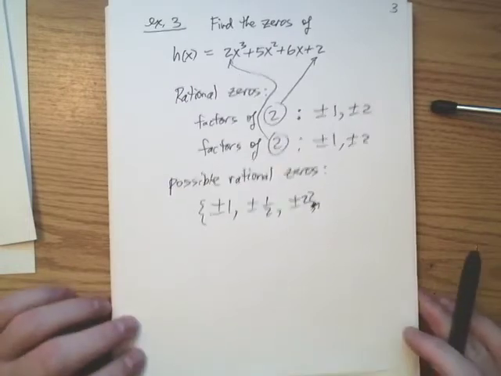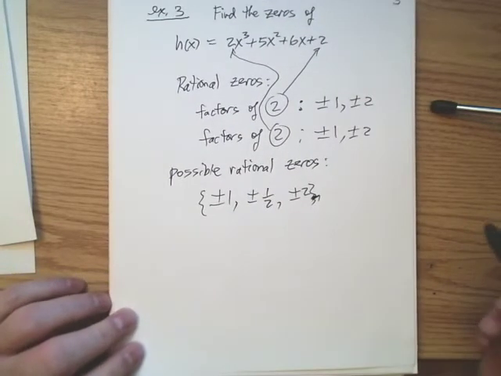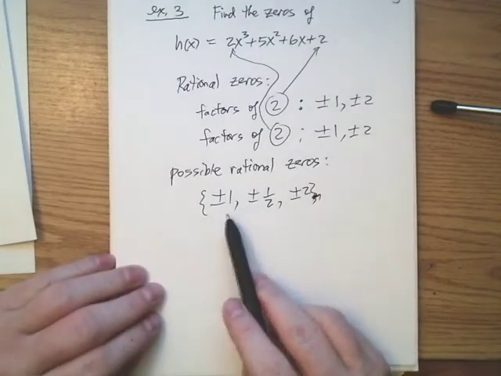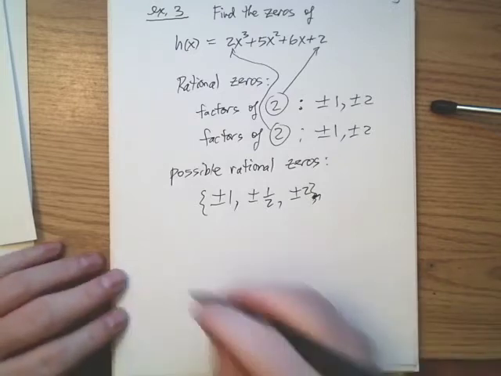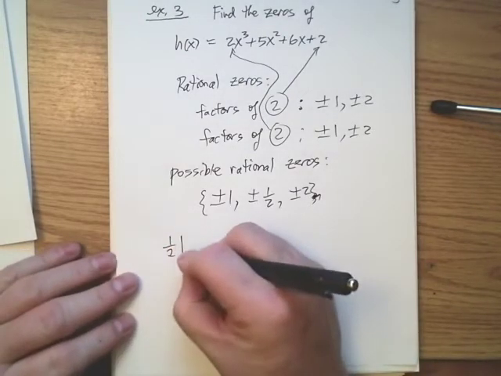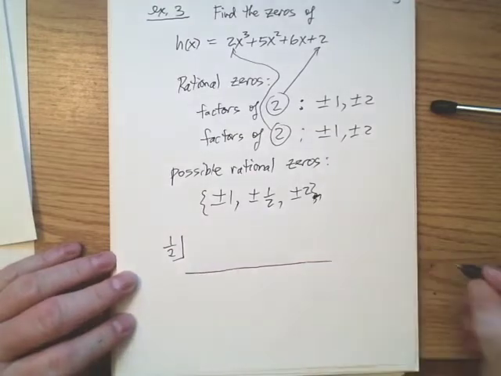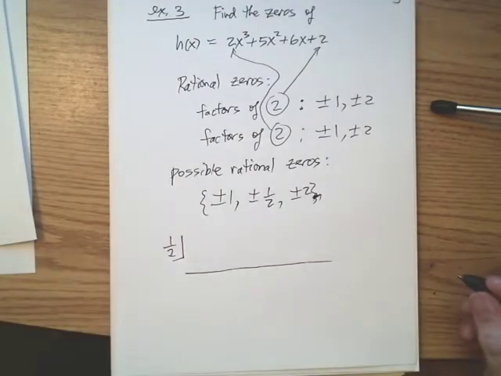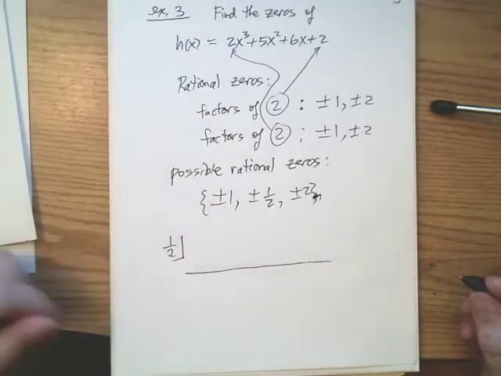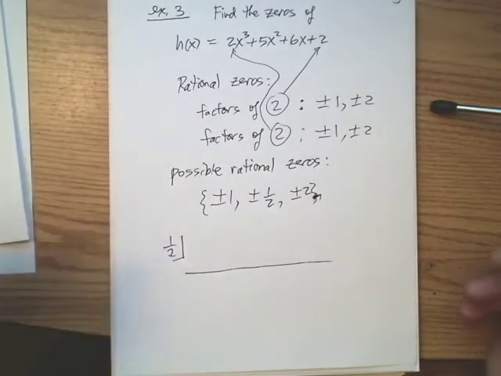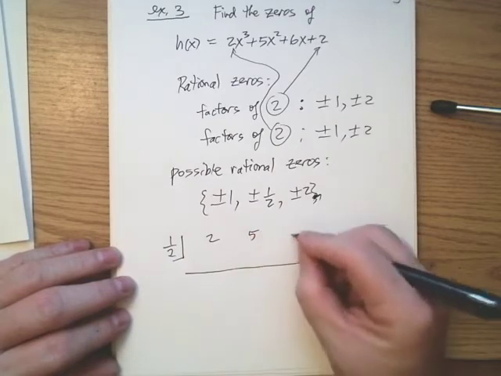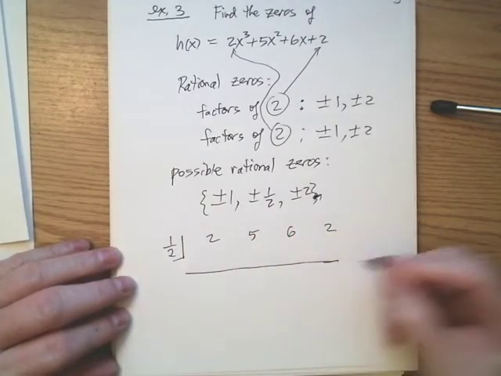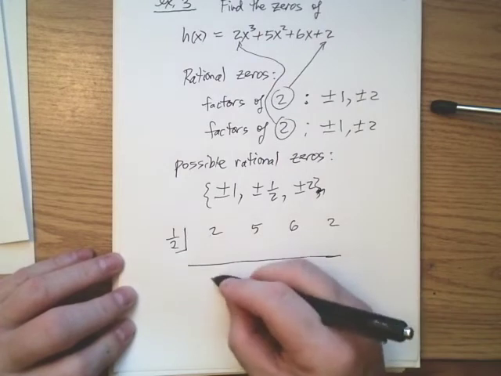Now, I'm going to sort of cheat here. What would you actually do here? You could go through one by one and test these, right? I'm going to go ahead and test one. Now, I'm going to use a synthetic evaluation, right? It's like dividing the original polynomial h of x by x minus a half. This would be testing if a half, for example, is a zero of the polynomial. So I'll go 2, 5, 6, and 2. And remember how to do this? Bring it on down.